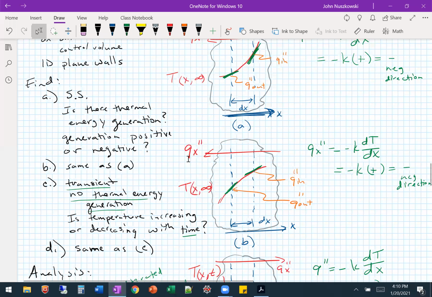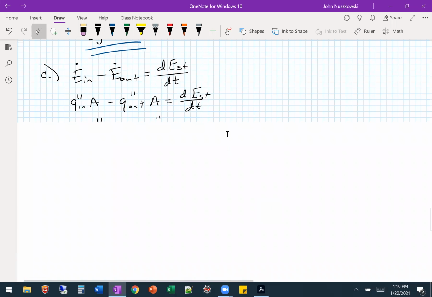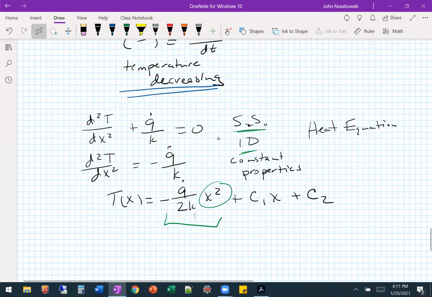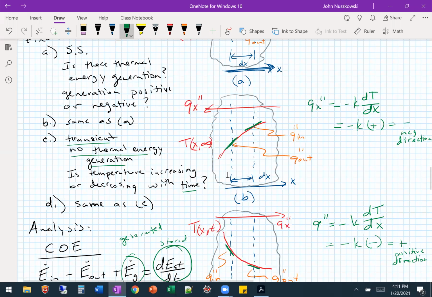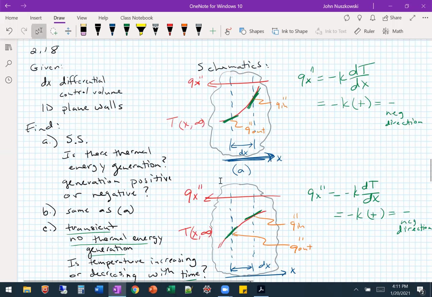And we could also use them. So it's another process to figure out whether there's energy generation or not. Just by looking at that curve, from the math, we can tell whether there's energy generated or not, not just conservation of energy. We can use the heat equation. All right, so that's it.